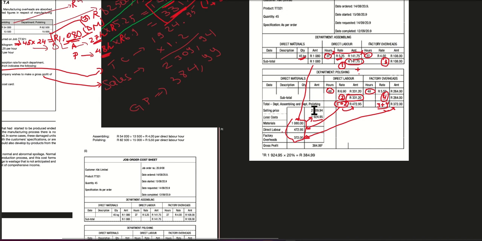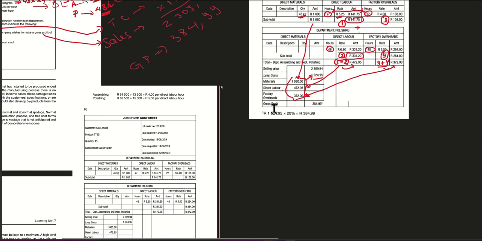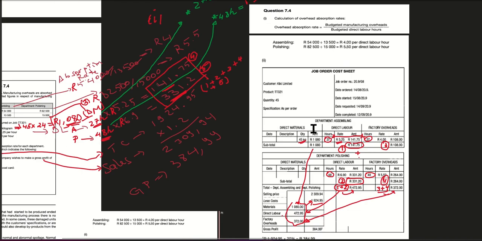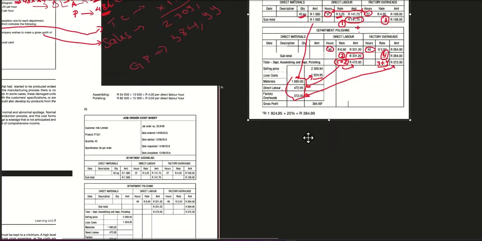So you can see the selling price, we have it, because it was given to us. It was a markup of 20%. We did calculate it here, which was the 2,300, right? That's the selling price less the cost. The cost is the addition of direct material, direct labor, and factory overhead. Easy. And what was the gross profit? It's exactly what we calculated by hand quickly. And that's an example, ladies and gentlemen, of the job overhead cost sheet.